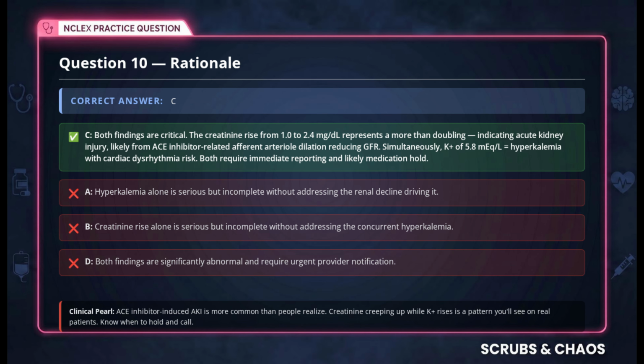C, both. And this is exactly where students get tripped up, trying to pick just one. A potassium of 5.8 is hyperkalemia, cardiac risk. A creatinine of 2.4 when baseline is 1.0? That is more than double. That is acute kidney injury developing in real time. Together, on ramipril, an ACE inhibitor, this picture is clear. The kidneys are struggling. The potassium is rising because the kidneys can't clear it. Both. Report both right now.